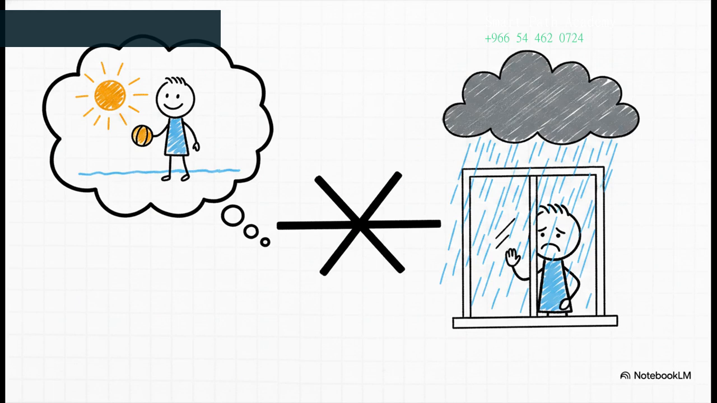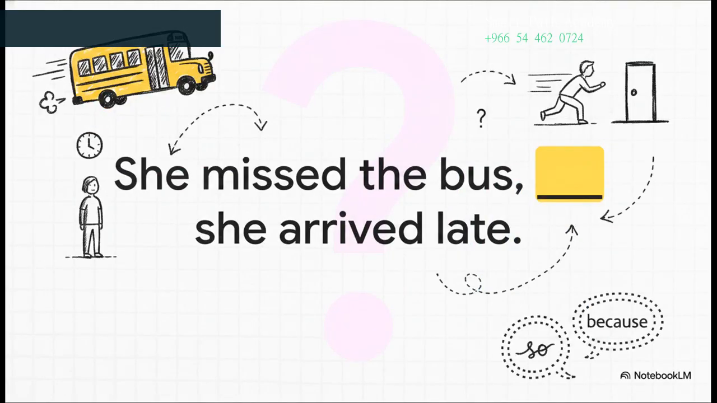Think about it. You want to play outside, which is a positive desire, right? But the rain creates a negative contrast. It actively stops you from playing outside. That is a clear, undeniable contrast relationship. Let's try question number 2.